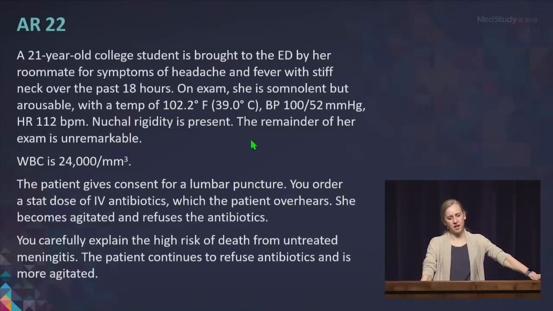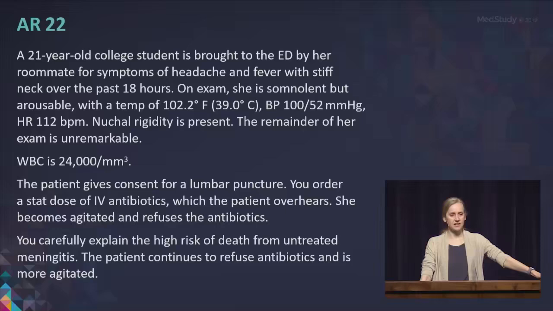All right, a 21-year-old college student is brought to the emergency room by her roommate for symptoms of headache and fever with stiff neck over the past 18 hours. On exam, she's somnolent but arousable with a temperature of 102.2, blood pressure 100/52, and heart rate 112. Nuchal rigidity is present. The remainder of her exam is unremarkable, and her white count is 24,000.